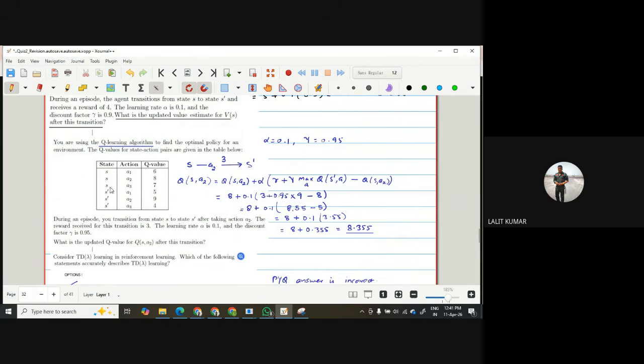So see, at S, we take action A2, we get a reward, and then at S dash, we will take the best action, which gives me the maximum Q. So what is that Q value? That is 9. So 9 is the maximum. With that, we calculate.